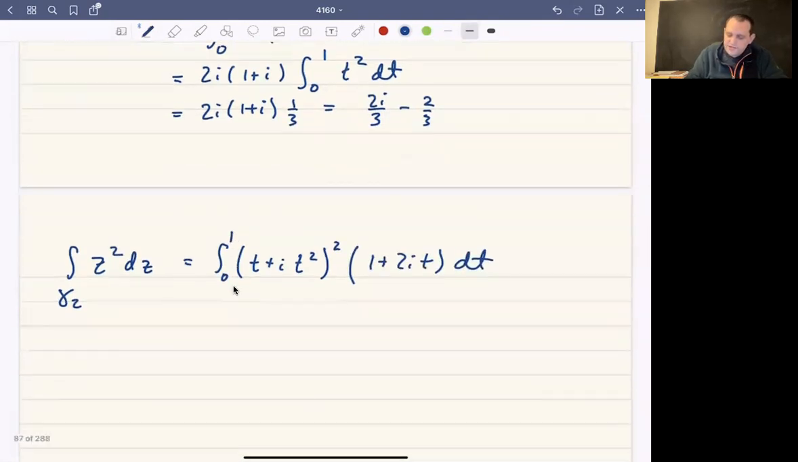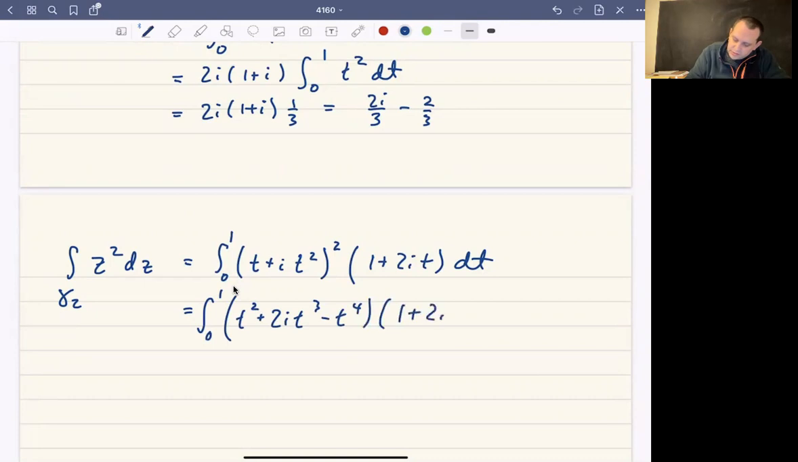And now we have the job of squaring. We don't really have much choice other than just to walk through the algebra here. If we square t plus it squared, what we're going to get is t squared plus 2it cubed minus t to the 4th. That's all times 1 plus 2it.